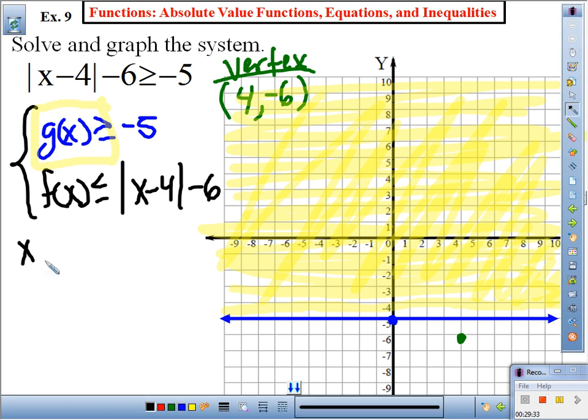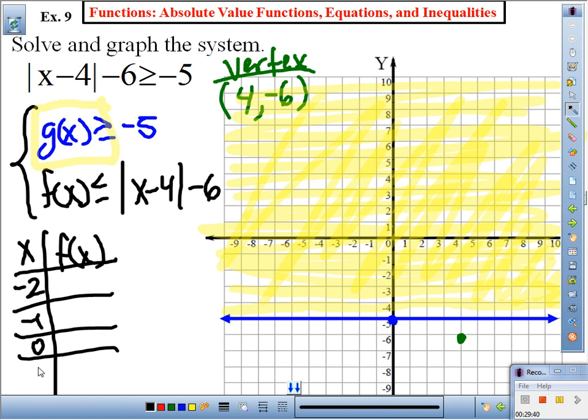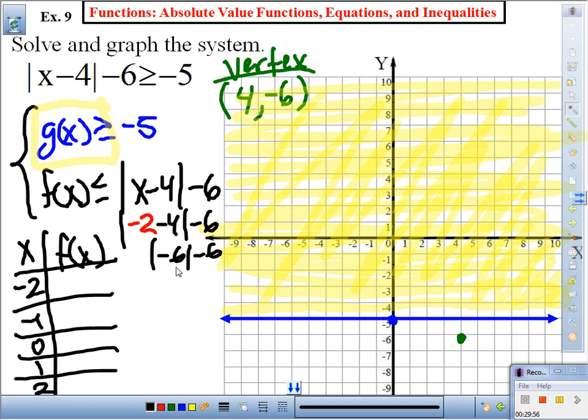All right. X, f of x, -2, -1, 0, 1, 2. My first value, I'm going to substitute in here, -2. Absolute value, -2 minus 4 minus 6. What is -2 and -4? -6. What is the absolute value of negative 6? 6. What is 6 minus 6? 0.